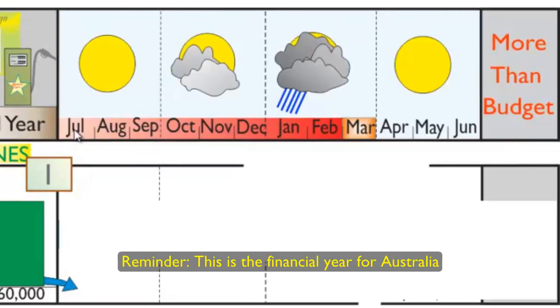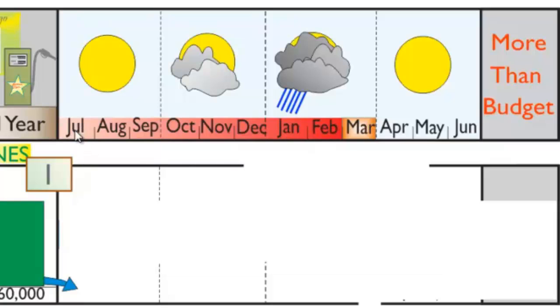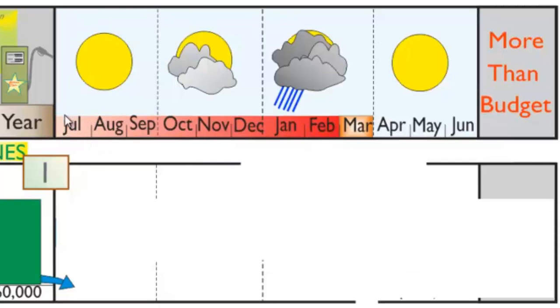Here, this is the months of the year. Remember to stress to people the difference between the calendar year, which starts obviously in January, and the financial year, which starts in July, and give them some sort of marker here that is whatever they're used to.